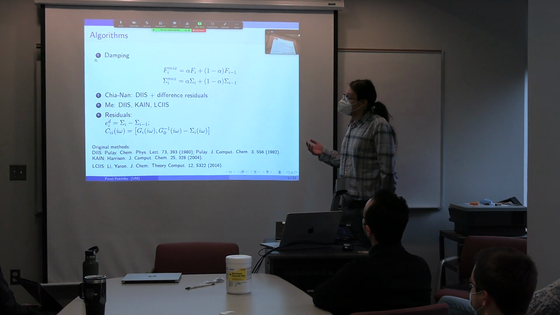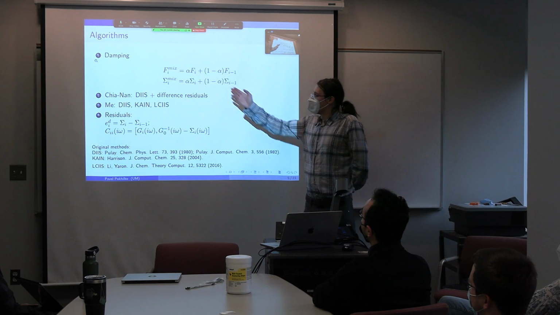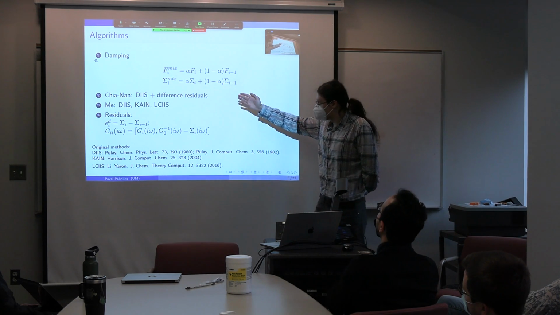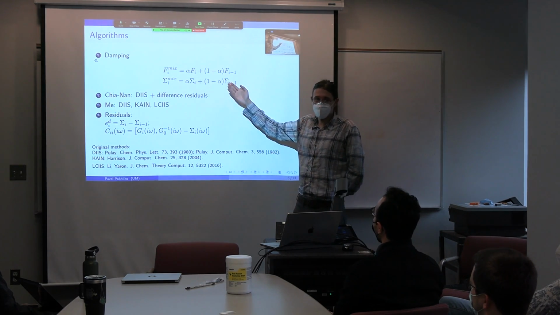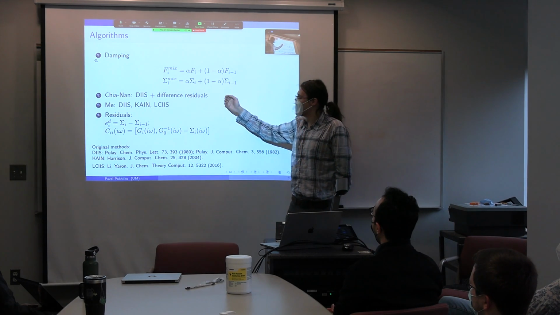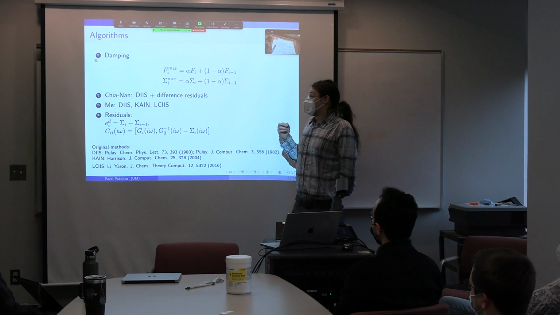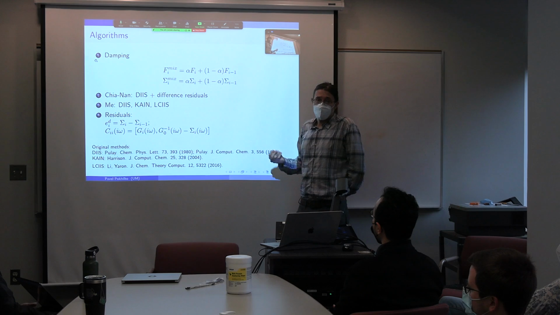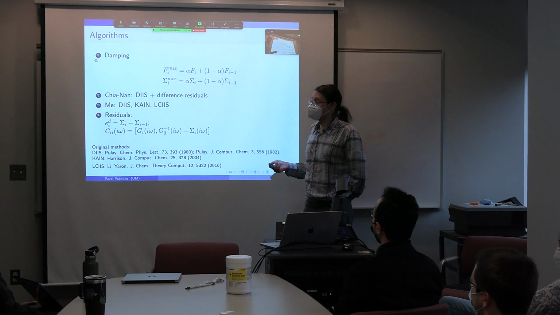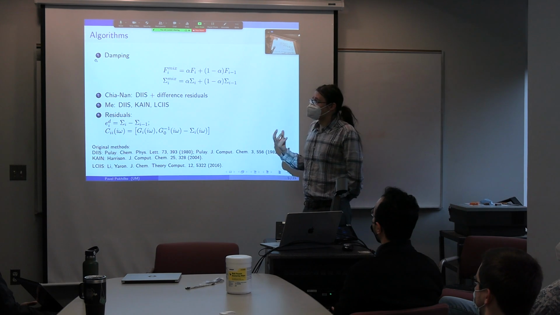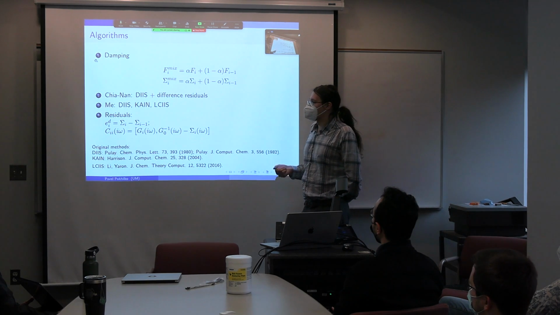So most of the time, simple damping is used, that is defined here. The resulting Fock matrix is obtained as a mixture of the Fock matrix from the previous iteration with a constant weight alpha, and the same is done for self-energy. Damping usually leads to convergence, and it usually stabilizes iterations. But the problem with it is that it is very slow, and many iterations can be required to reach the convergence.